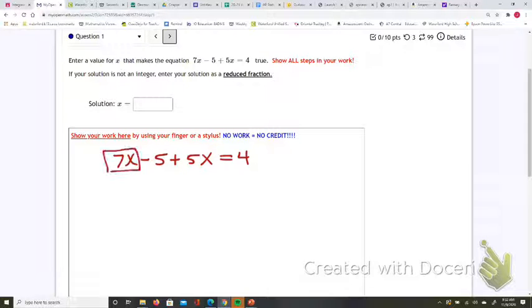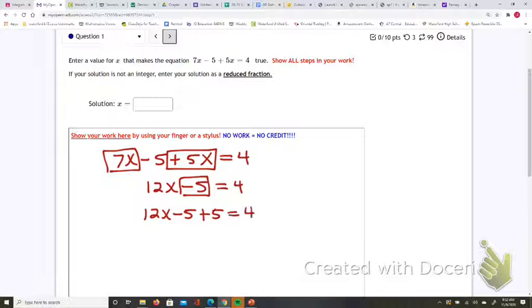Do you notice we have 7x's and 5x's? We combine those and we have 12x minus 5 equals 4. Now we're ready to start solving, and when you start solving, you need to undo the addition or subtraction first. So we find our x, and then we have to find our plus or our minus. In this case, we have a minus. So we have to undo the subtraction. The inverse of subtraction is addition. So we're going to do 12x minus 5 plus 5 equals 4 plus 5.